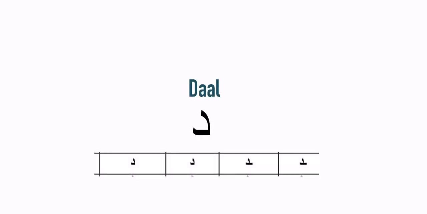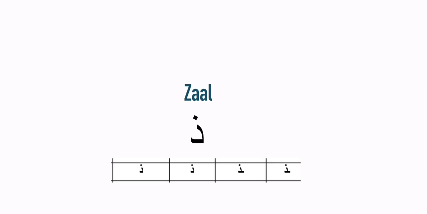Next one, dal. Remember, this is not like an English D, but dal. Next one, dal. Again, like tha, same pronunciation from the same place. Tip of the tongue touching the upper front two teeth. Zal, not zal, but zal.